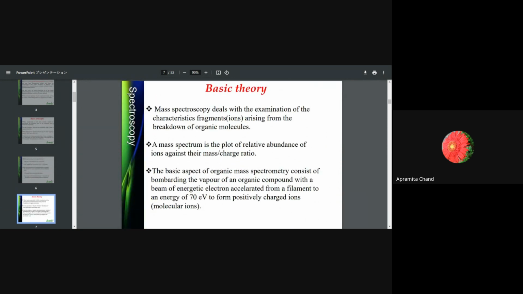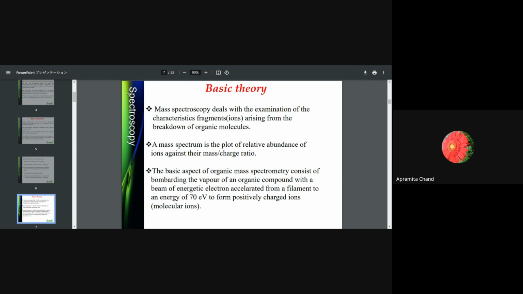What is the mass spectrum? We said that it is the fragmentation pattern. But what does it deal with? What is the plot essentially? The plot will be the relative abundance of ions against the mass to charge ratio. This mass to charge ratio is a very important parameter in your mass spectrum.